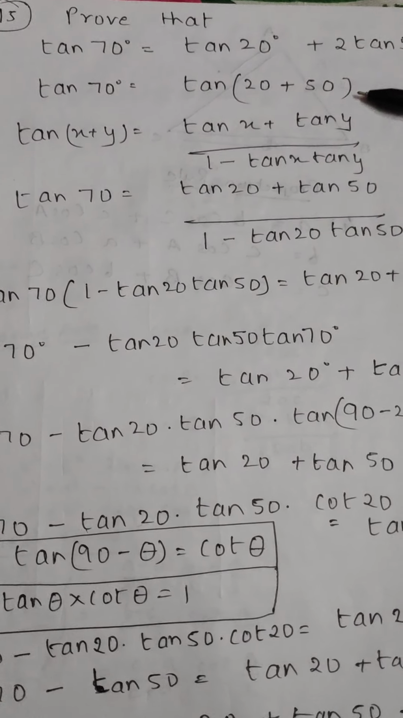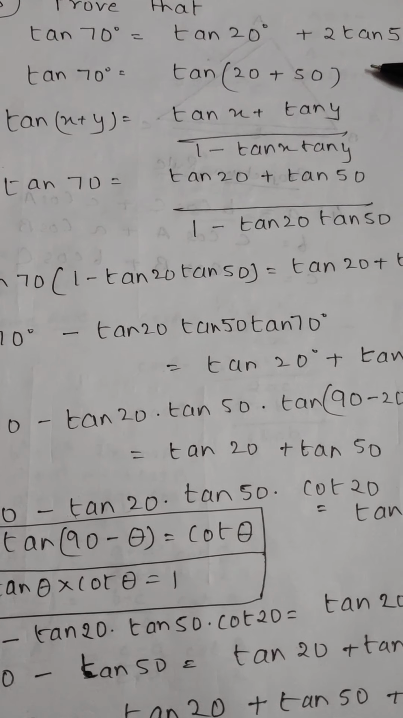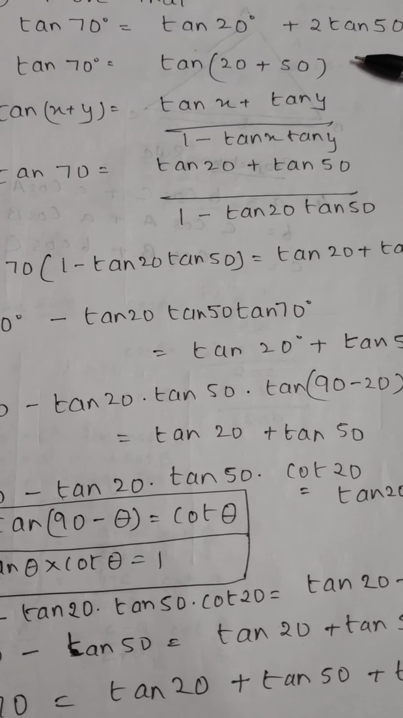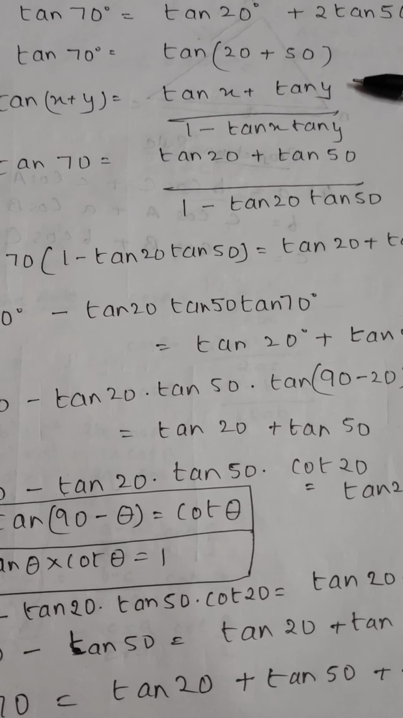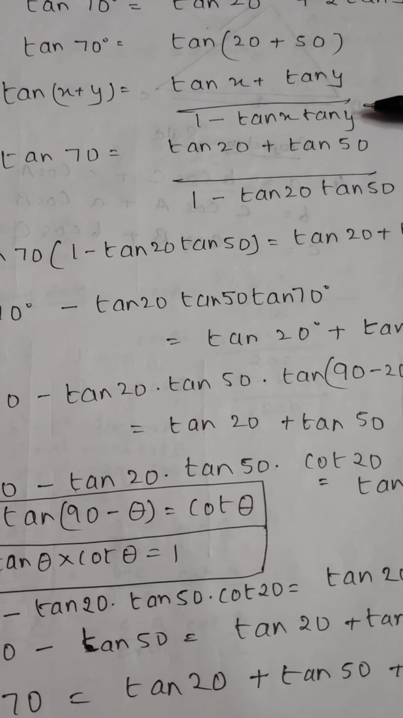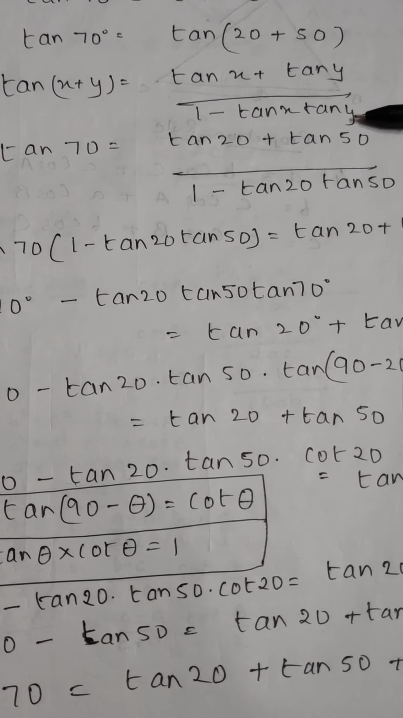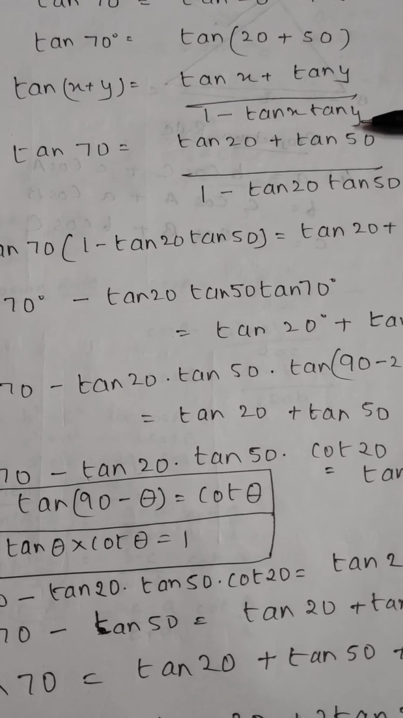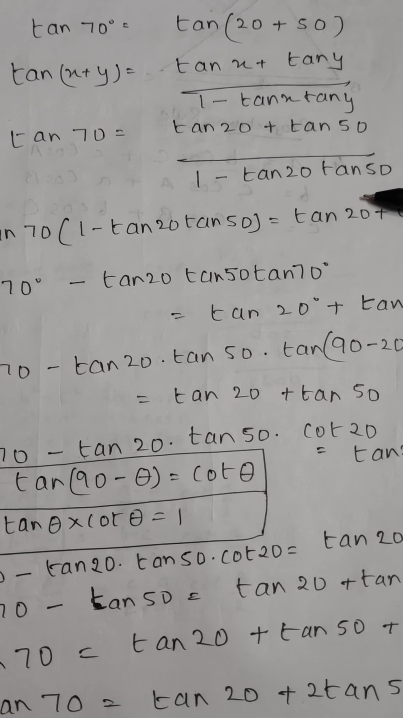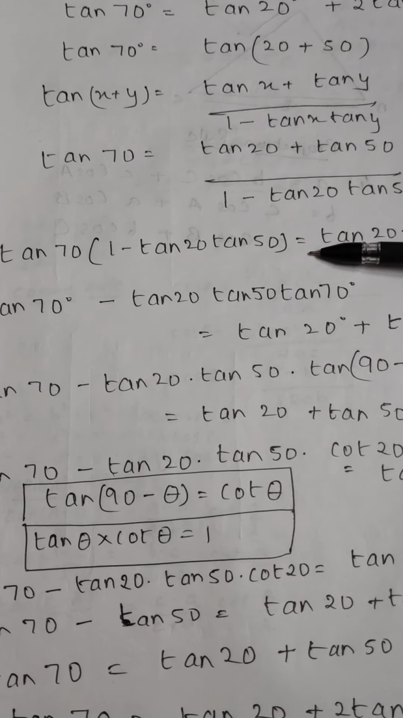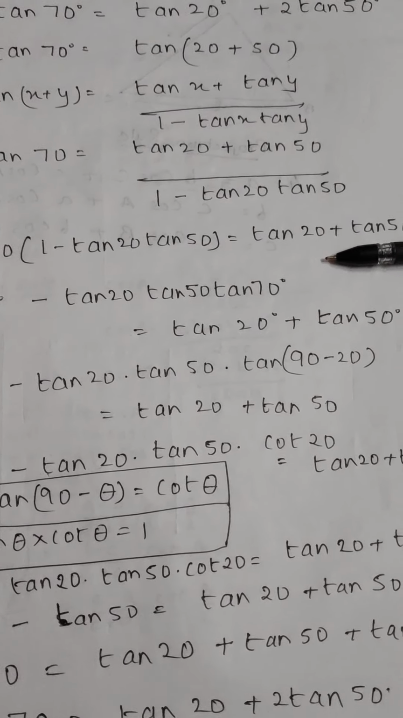Next question we are taking is tan 70 is equal to tan 20 plus 2 tan 50. How can we prove tan 70 is equal to tan 20 plus 2 tan 50? Now first of all we are taking tan 70 is equal to tan (20 plus 50). So using the formula tan (x plus y) is equal to (tan x plus tan y) upon (1 minus tan x tan y), we can convert this: tan 70 is equal to (tan 20 plus tan 50) upon (1 minus tan 20 tan 50). If we cross multiply, we get tan 70 (1 minus tan 20 tan 50) is equal to tan 20 plus tan 50.